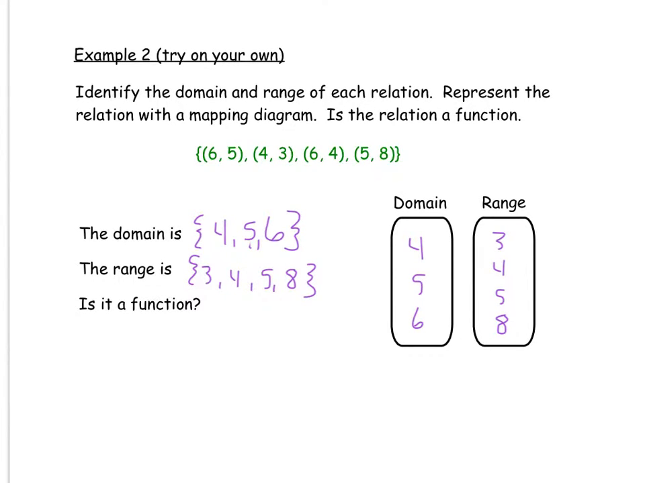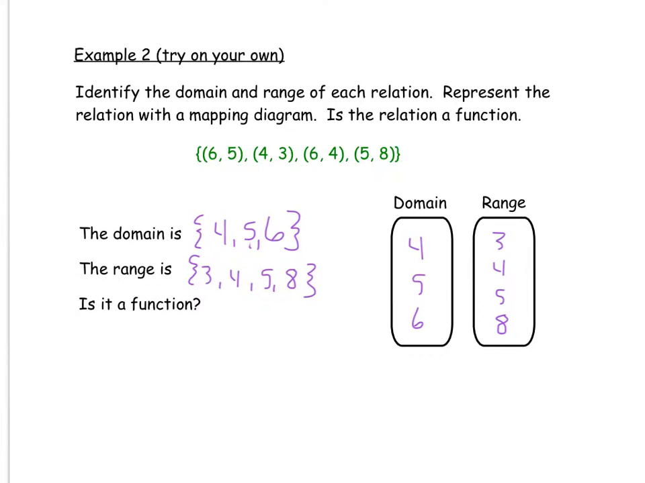All right, so this is what I have so far. I pulled out all of my inputs, and because the 6 repeated, I only put it down once, but I also put them in numerical order. That's just me. I like things in numerical order. If you didn't put it in numerical order, it's okay, but mathematicians like order. Then I pulled out all of my y, or my outputs, 3, 4, 5, 8. Listed my domain and my range, because the next question I have to answer is, is it a function? And this mapping diagram will help me determine that.